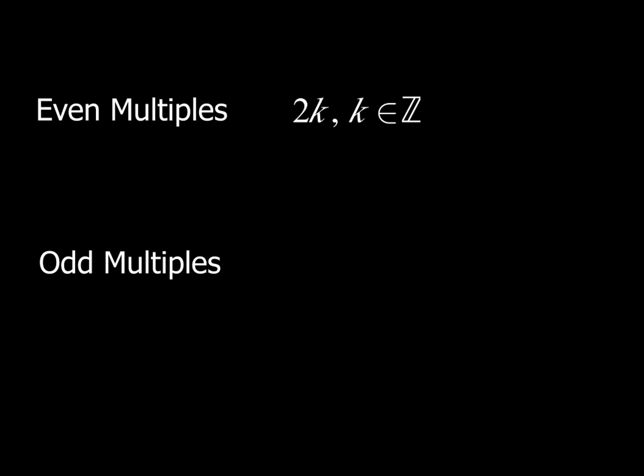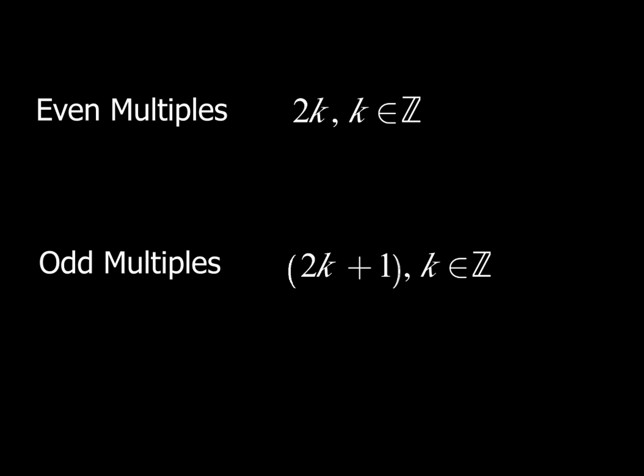Now for odd multiples, anytime you need to get an odd multiple, well, if we know that for an even multiple we would multiply something by 2, to get an odd multiple we would do the same thing, but then add 1. So that's going to look like this, 2k plus 1, where again, k is an element of the set of integers. So that is what you're going to have to make sure that you know for this section, because we're going to deal a little bit with even or odd multiples when we come to domain restrictions.